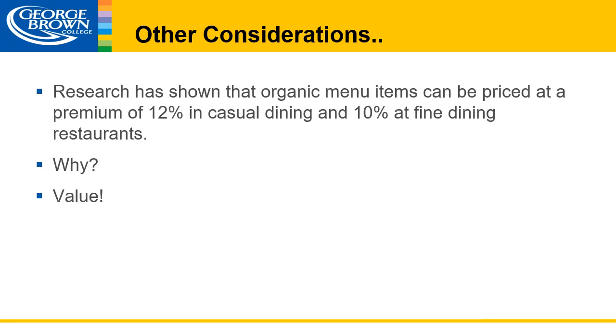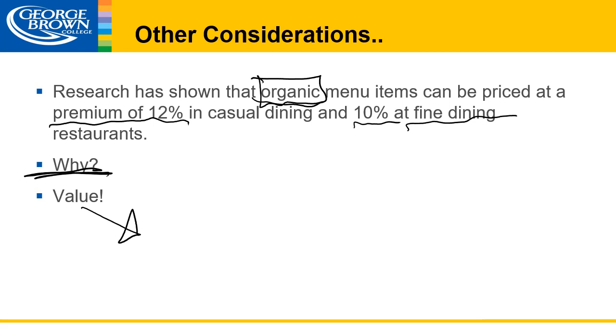All right, last one. More research has shown, and I've already kind of mentioned this, that organic or seasonal menu items can be priced at a premium, more specifically organic in this case. In casual dining, organic menu items can be offered at a 12% premium. Okay, so by increasing your price 12% in casual dining, and at fine dining restaurants, they can only increase their prices by 10% when offering organic menu items. Now, again, the question here is, why can they do that? And the answer is, and always is, you can increase your price when value is increasing. Again, because to increase value is to increase price, or it means you can increase price.